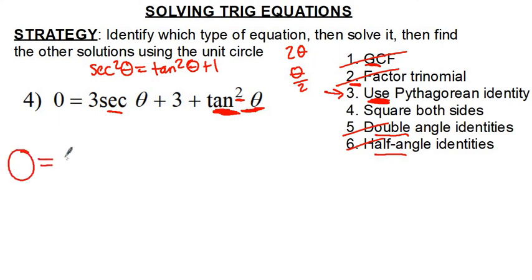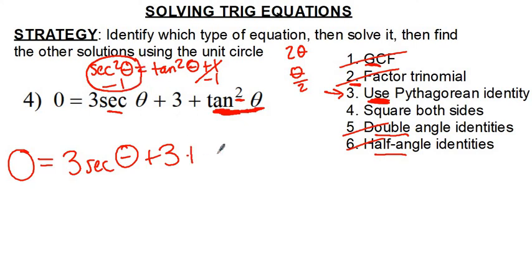So let's rewrite this as 0 equals 3 secant theta plus 3. And then I'm going to change tan squared. We'll solve it up here. So let's solve this one for tan squared by subtracting 1. So that means tan squared is equal to sec squared minus 1. Okay, now when we simplify this, which we're going to do right now, I'm going to put the sec squared in front.